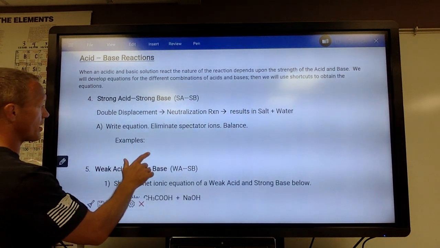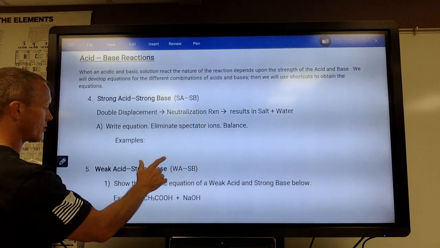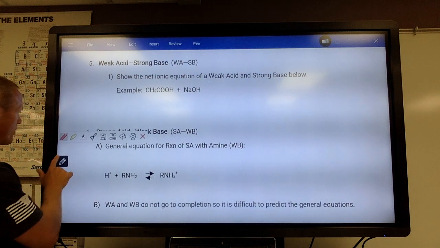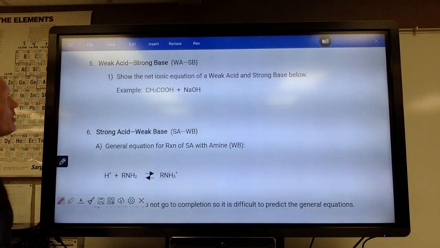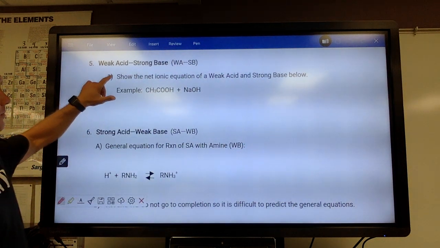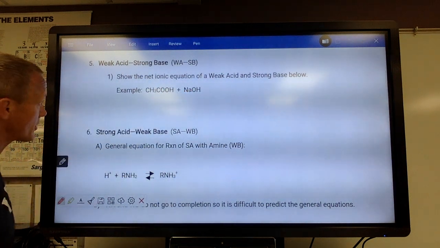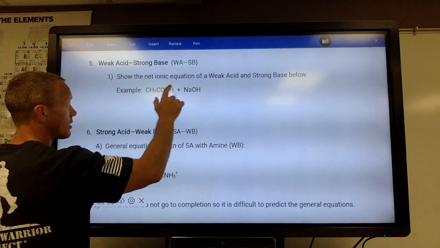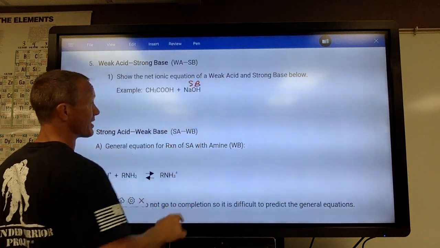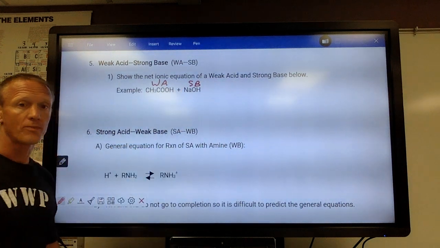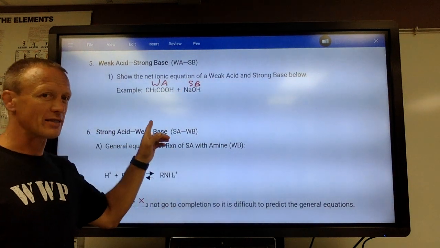Next one, weak acid, strong base. Okay, weak acid, strong base. So this is our base. It's got OH negative in it. That's our base. So here's our strong base. So the first thing I always got to do is identify what's what. This is our weak acid. It's kind of a weird weak acid, it's acetic acid.